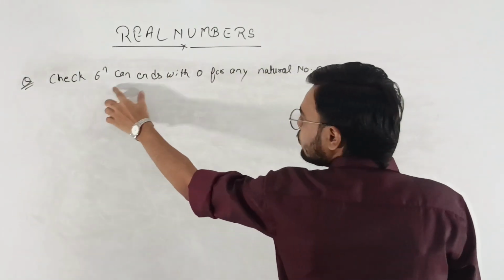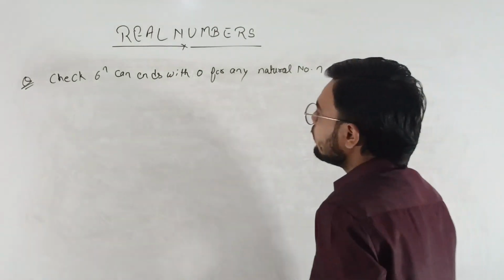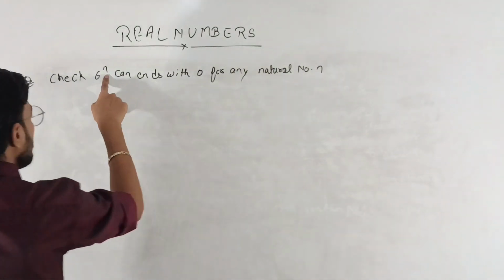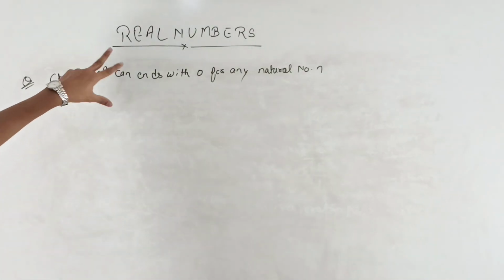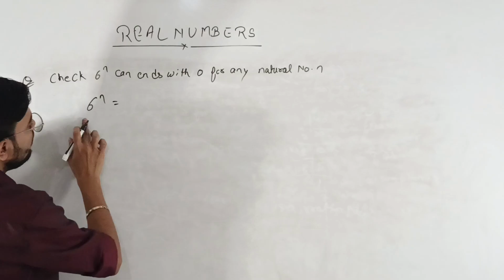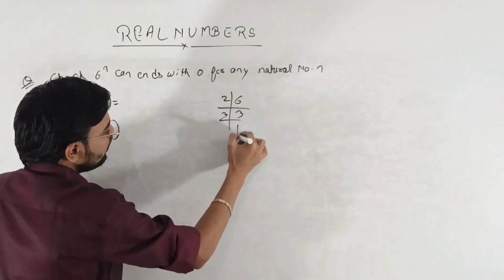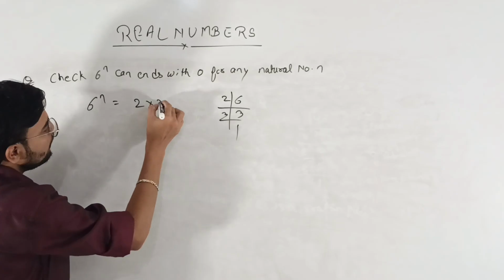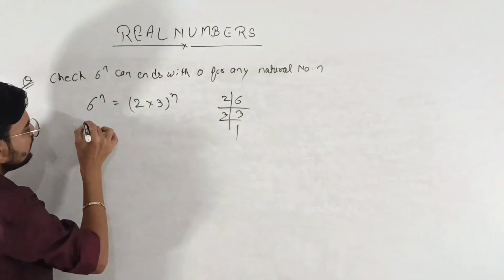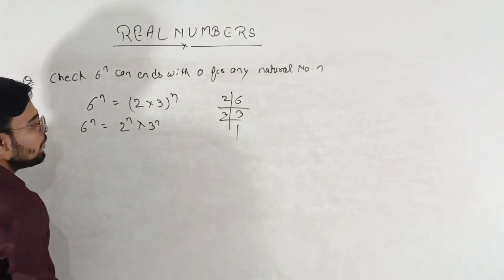Now this is our question. Check whether 6 to the power n can end with 0 for any natural number n. Here n is any natural number. Can 6 to the power n end with 0 or not? We have to check this. So first, for 6 to the power n, you write the prime factorization of 6. This is 2 into 3. So 6 to the power n is written as 2 to the power n into 3 to the power n.